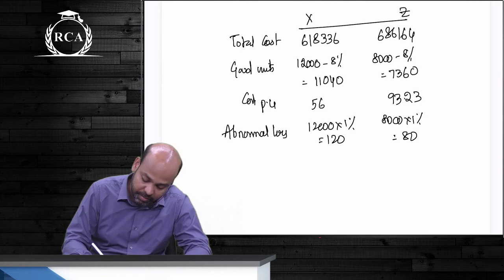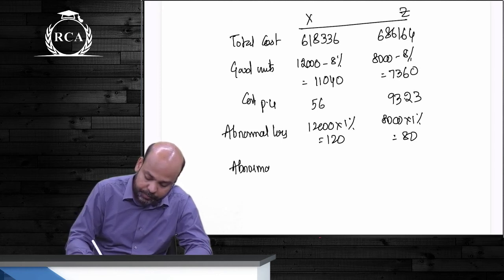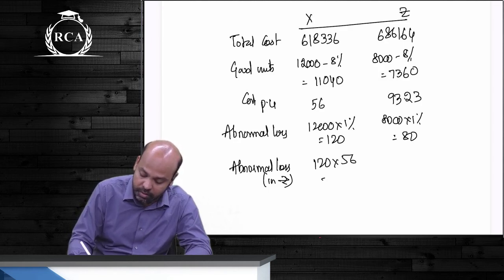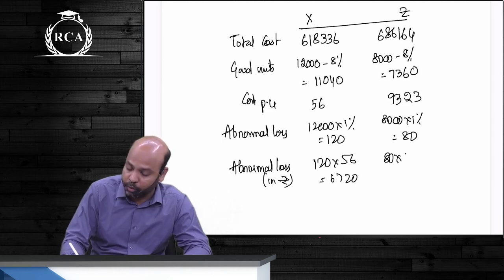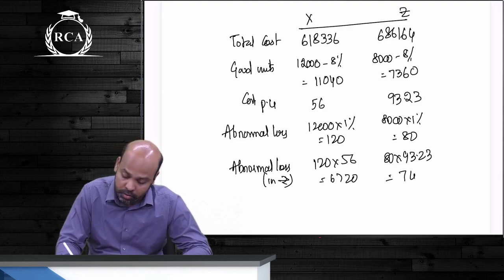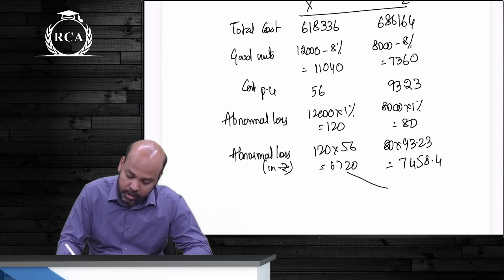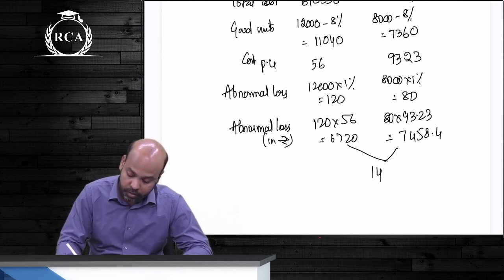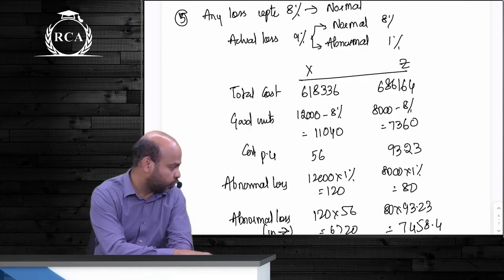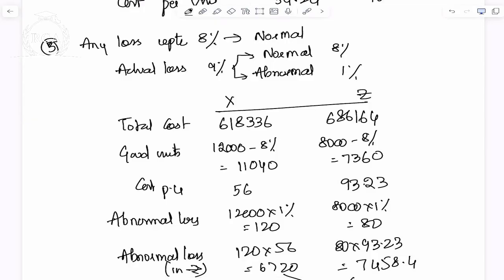Can you tell me how much is the amount of abnormal loss in rupees? 1 second, beta. 120 into 56, 6,720. 80 into 93.23, 7,458.4. दोनों का total, beta, total abnormal loss match. ठीक है? You can copy this also, guys. This is the segregation of normal loss and abnormal loss. Segregation of normal loss and abnormal.